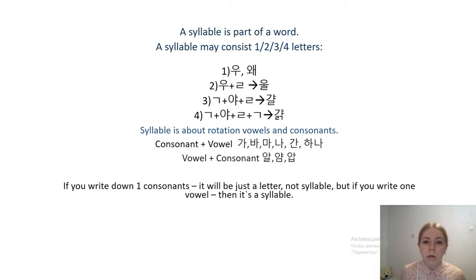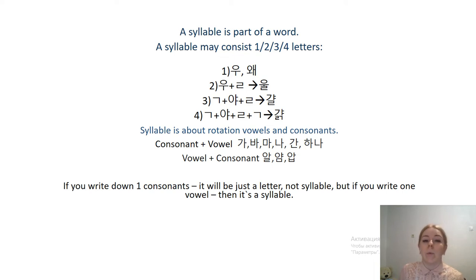So, here are some examples of syllables. U or we: one vowel, u, and one diphthong, we. U is a syllable and we also is a syllable. It's a syllable that consists of one letter. The next example is u plus riul, ul. It's also one syllable, but there are two letters. It's a combination of one vowel and one consonant sound.